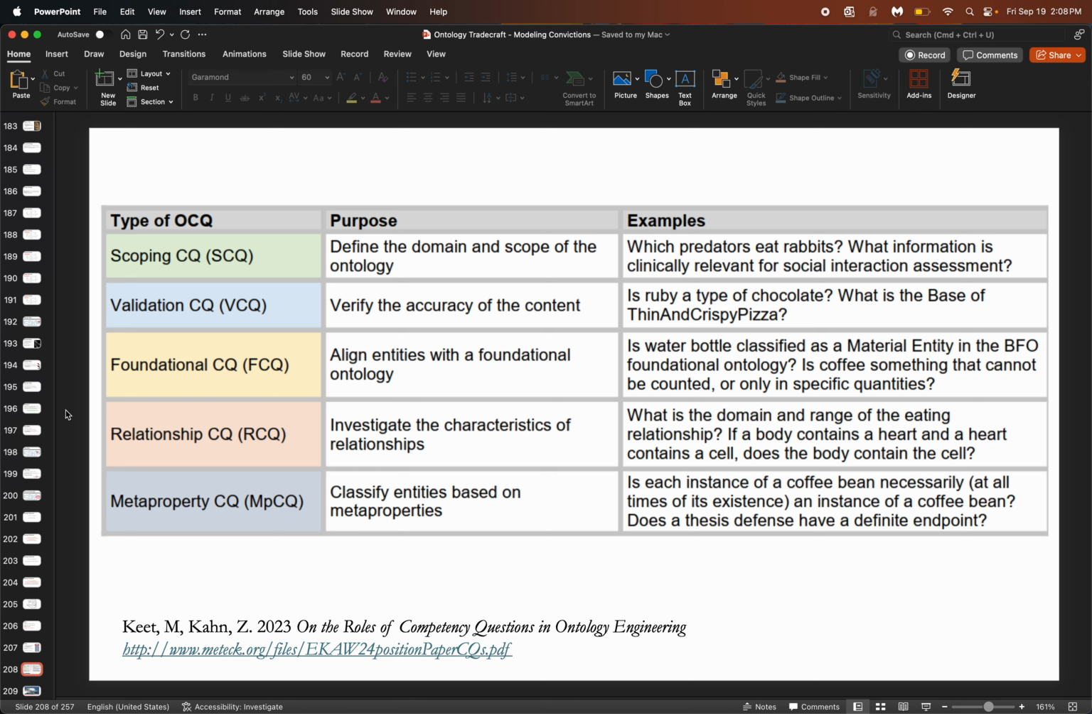Here are some examples of competency questions from Ren, Parvizi, Mellish, Pan, van Deemter, and Stevens, on the roles of competency questions in ontology engineering. You can categorize competency questions of different sorts based on their types. Like, is Ruby a type of chocolate? What is the base of thin and crispy pizza? What's the domain and range of the eating relationship? So these are the different kinds of competency questions that you might want your ontology to be able to answer, and they will spur other questions as you explore the domain that you're representing with the ontology.